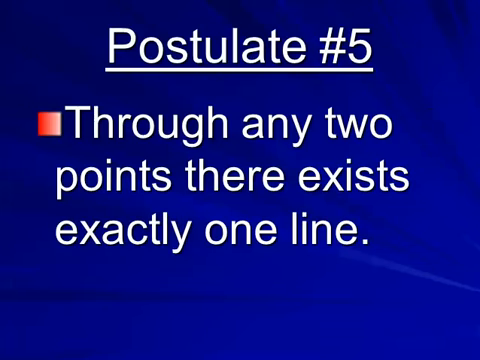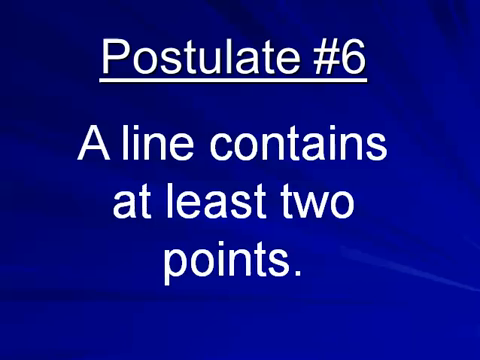Postulate 5 says through any 2 points, there exists exactly one line. So if I draw 2 points, there's only one line that goes through those 2 points. If I try to draw another one, it's right on top of that one. Postulate number 6, and you do not have to memorize these numbers, although we will use them in the homework. Postulate number 6 says a line contains at least 2 points. A line is actually made up of a lot of points strung together, so there's at least 2 points in any line.